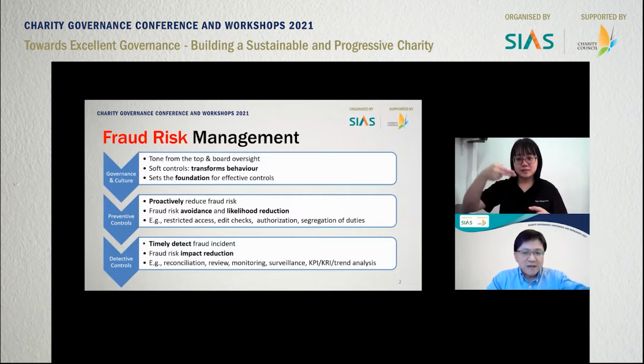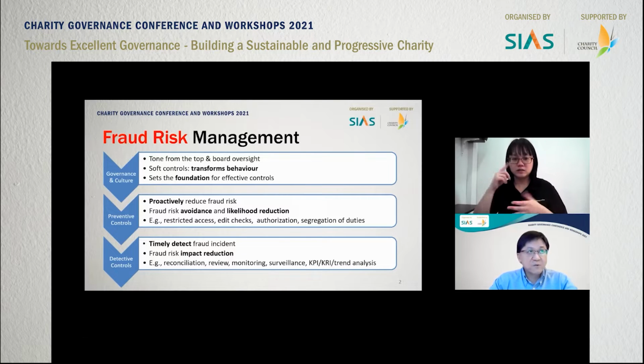So let me walk through the key aspects of risk management that you can think about and consider whether or not your charity would have, and if not, maybe beef up some of these areas. Foremost, the most important thing is setting the control environment. This is where culture is all about. Tone from the top, be it from top management and also from the board. So the board would have to give that signal.